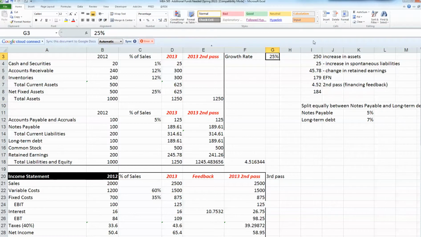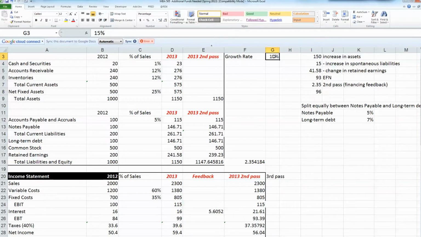Okay, so if this was going to be 15% instead of 25, so I'm not growing as rapidly, I won't need as much external financing. So I can just very quickly tell that.